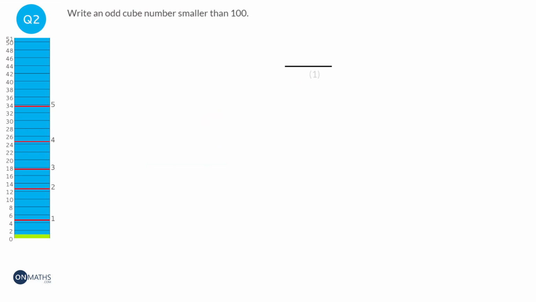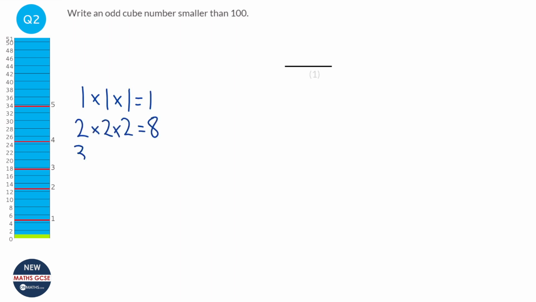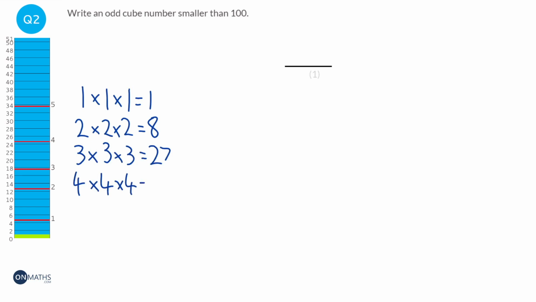So we need to first of all understand what a cube number is. A cube number is the answer to when you get 3 integers or whole numbers and we multiply them by themselves 3 times. So 1 times 1 times 1 is 1, 2 times 2 times 2 is 8, 3 times 3 times 3 is 27, 4 times 4 times 4 is 64, and 5 times 5 times 5 is 125. So 1, 8, 27, 64, 125 are all cube numbers, and it goes on forever.